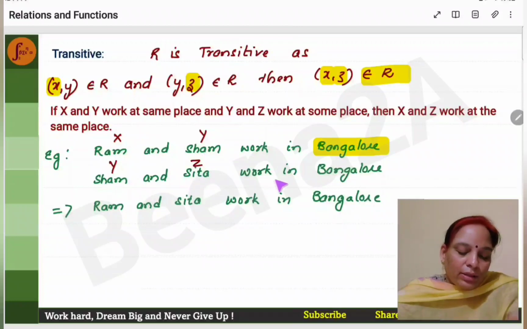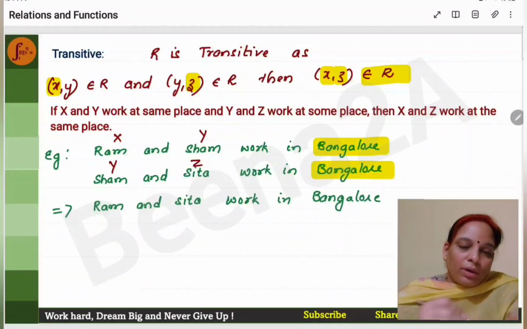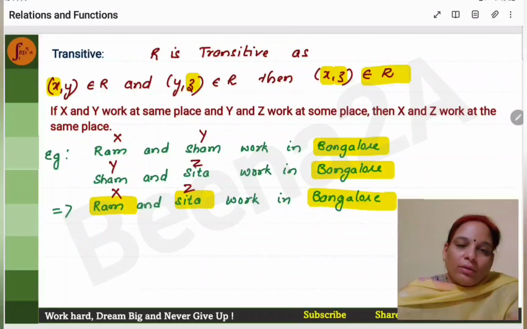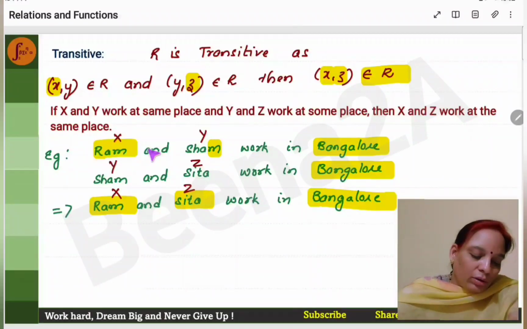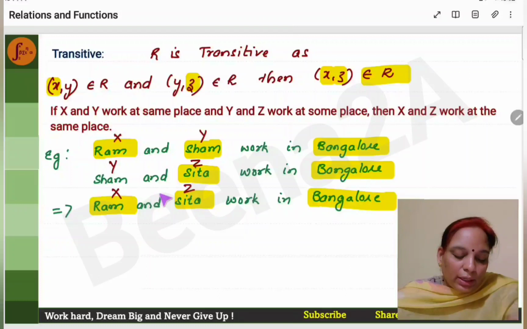If y and z also work in Bangalore, then can I say Ram and Sita, that is x and z, right? x and z. Can I say Ram and Sita work in Bangalore? Correct, right? If Ram and Shyam work in Bangalore and Shyam and Sita work in Bangalore, it means all three work in Bangalore, right? All three work in Bangalore. So it also means that x and z, that is Ram and Sita, work in Bangalore.